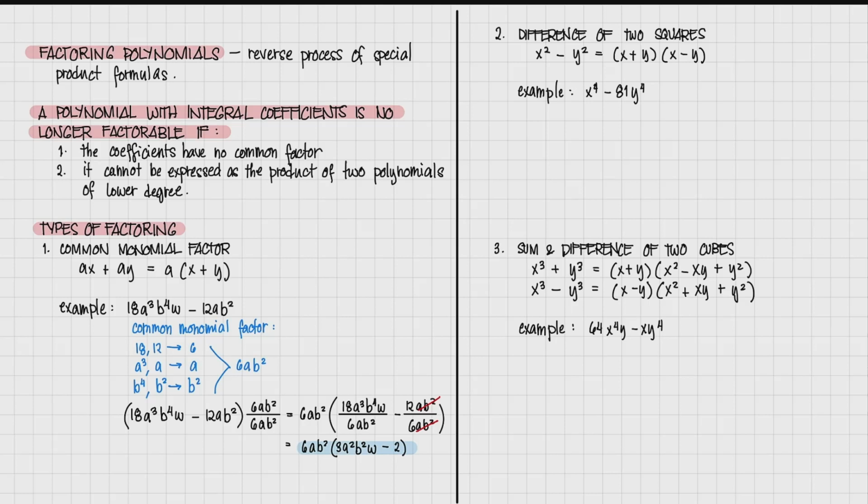So let's try a different type of factoring. The difference of two squares. In this case, this is our formula. To better understand this, again, we're going to use an example. We have here x raised to 4 minus 81y raised to 4. As a note here, if the obtained factors are not yet prime, we need to continue further factoring, as we can see in this example.